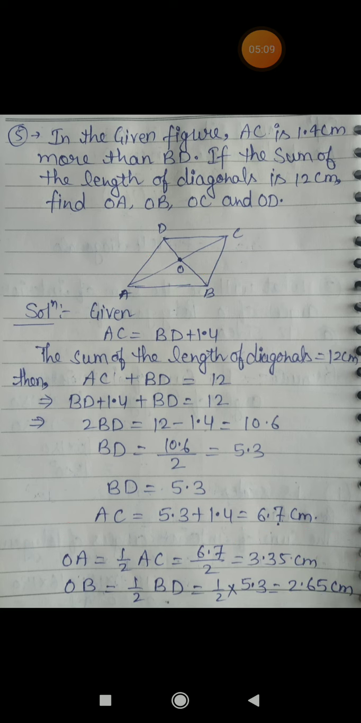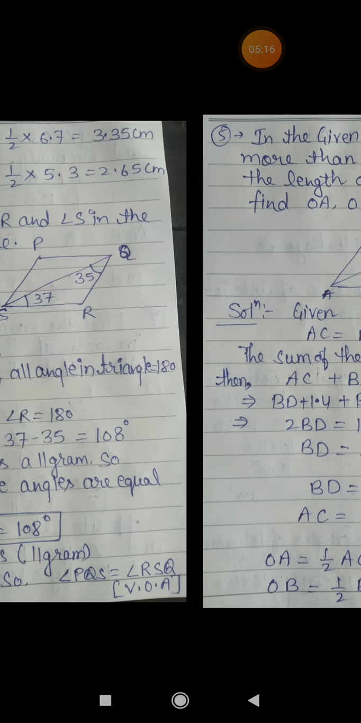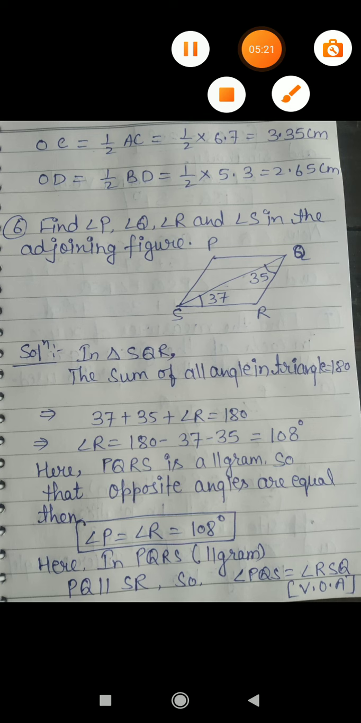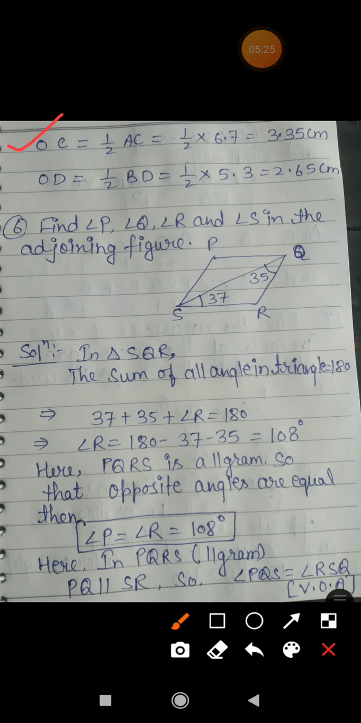Now we have to find the other values. You also have to find OC and OD. If OA is half of AC, then OC is also half of AC. So OC is equal to half of AC, that means 6.7 upon 2, that means 3.35. This is the answer for OC. And again, OD is equal to half of BD, so 5.3 upon 2 gives 2.65, because half of 5.3 is 2.65. In this way you have to solve this question.